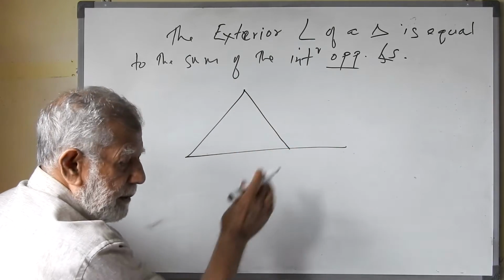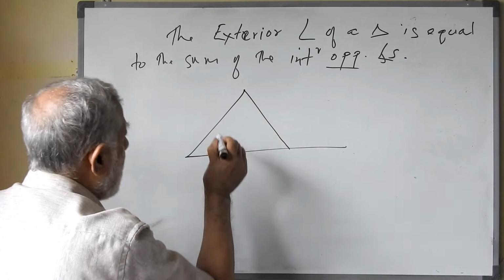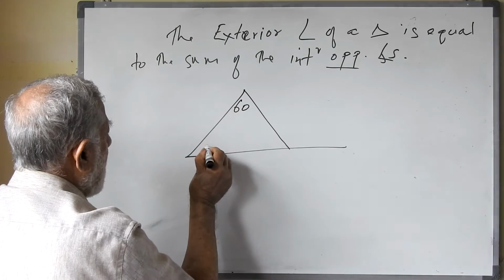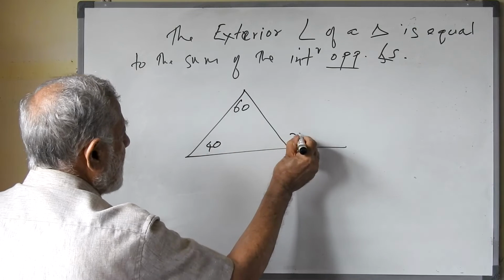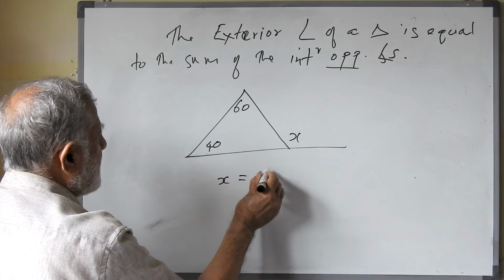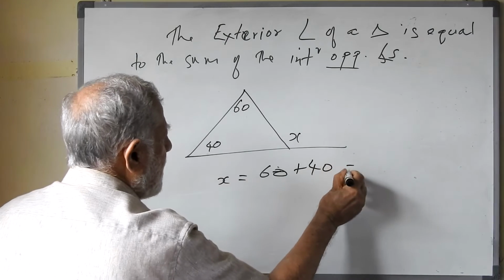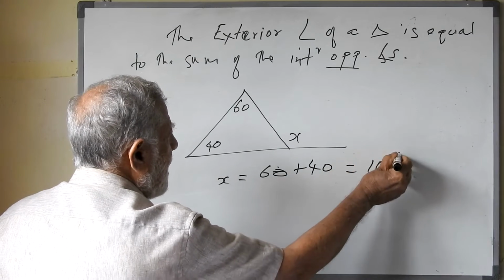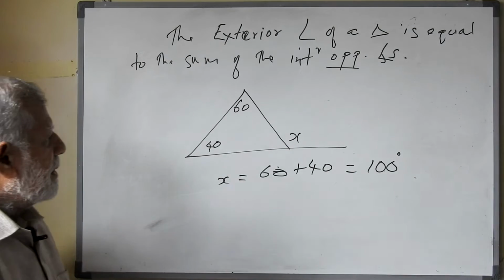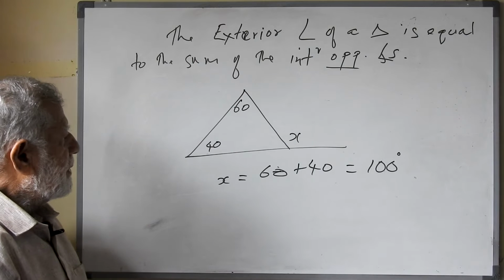In this triangle, this is the exterior angle and this is 60 degrees and this is 40 degrees. We call this x. So x is equal to 60 plus 40. That is equal to 100 degrees. So very easily, we just find the exterior angle.